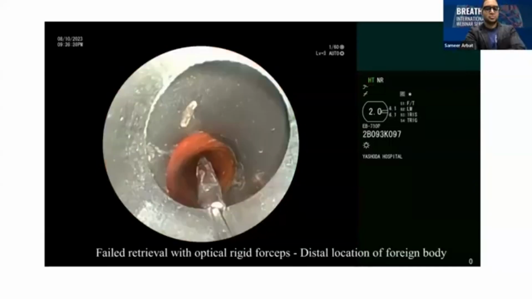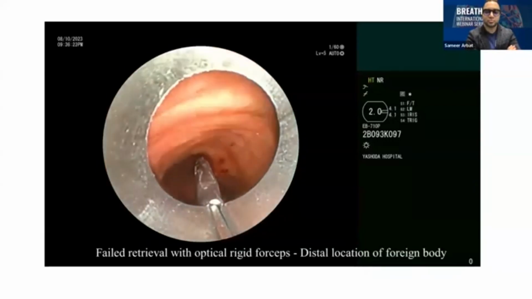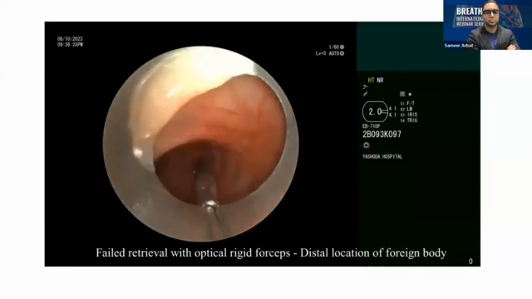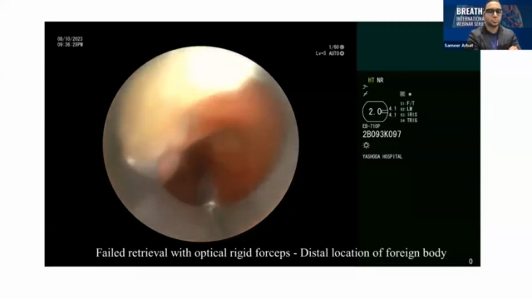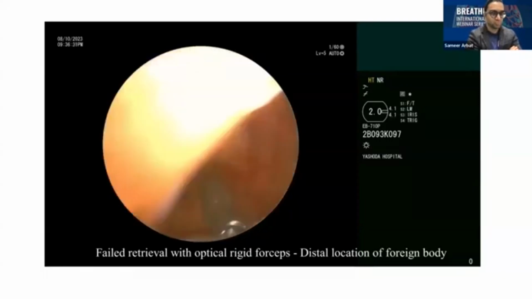We used a Fogarty balloon to dislodge it. We were not able to. We even passed a rigid bronchoscopic forceps. But the problem with this sort of cases is that the rigid bronchoscopic forceps do not reach the peripheral airways. Therefore, we were not able to retrieve it.